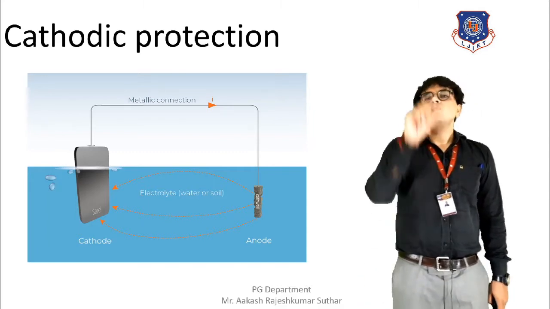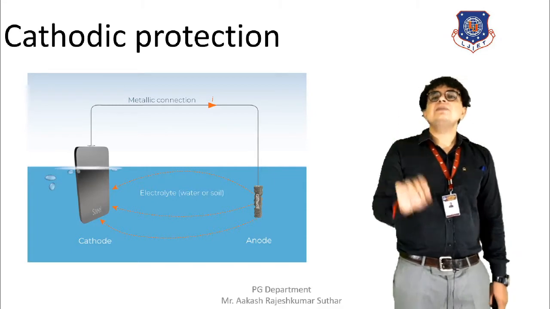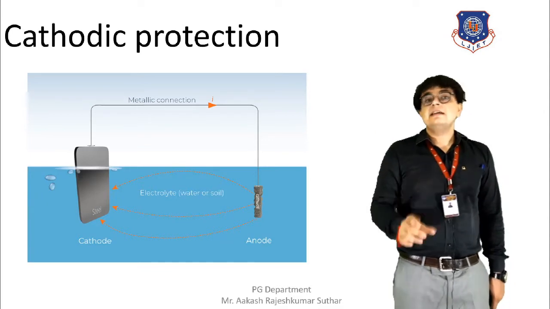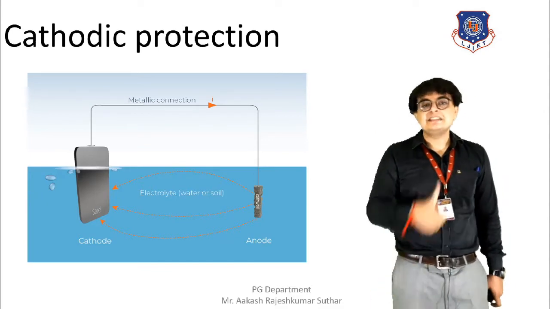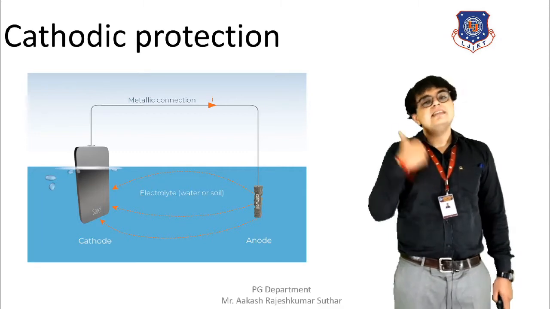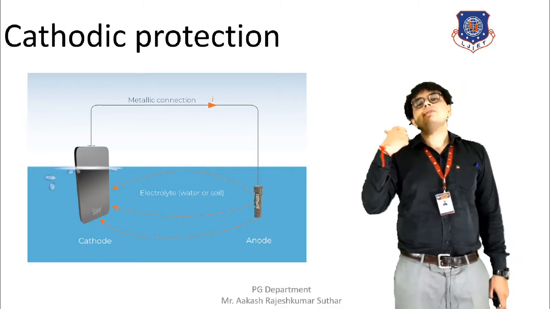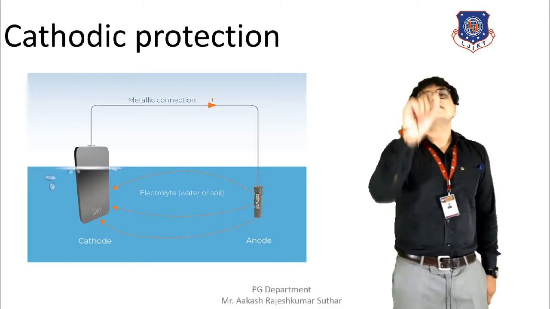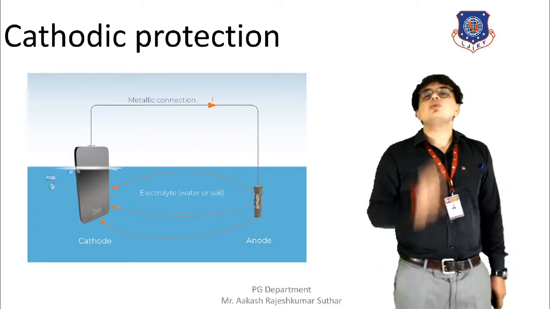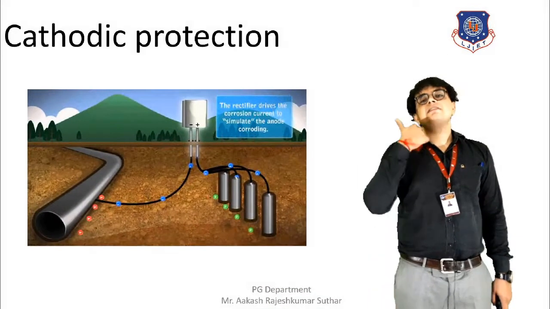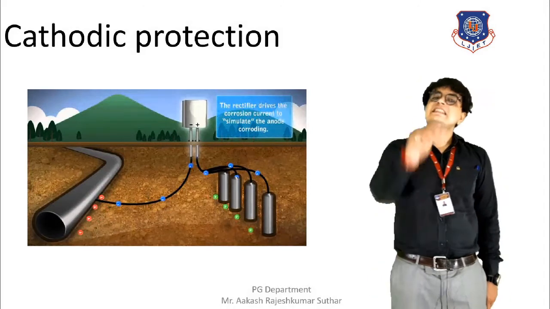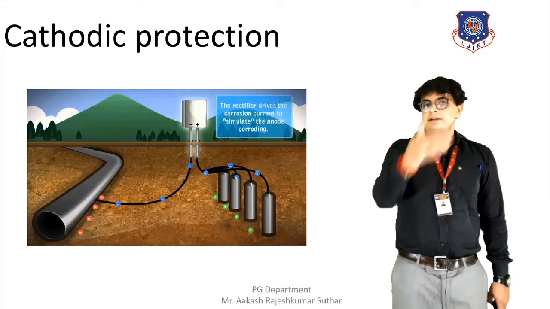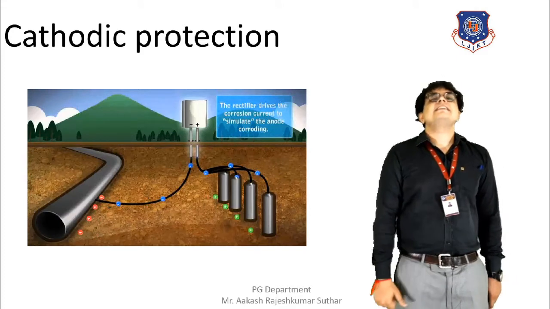When such an arrangement is connected to an electric current, whenever the electric current is passed through it, we can see that the positive current will be passed towards the cathode. As a result of this, the cathode will be protected from corrosion, and ultimately the corrosion will happen at the anode. So this is how the working of cathodic protection takes place.